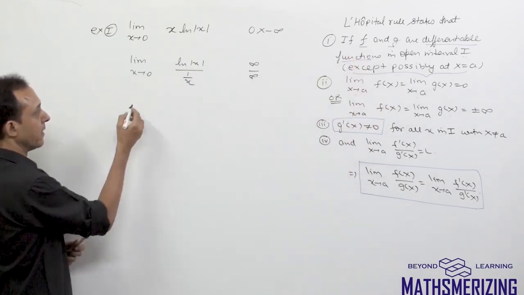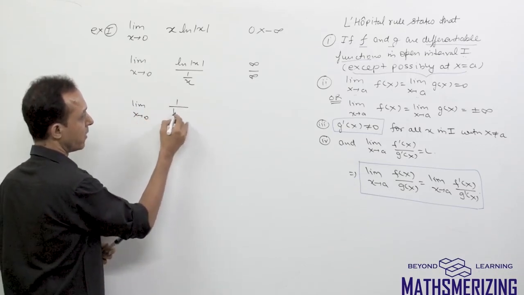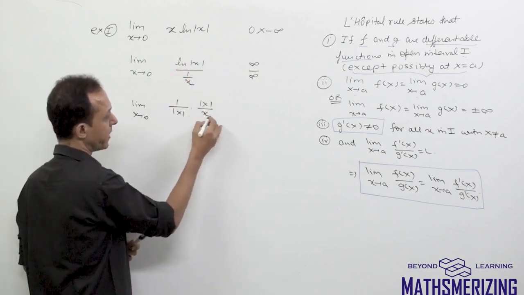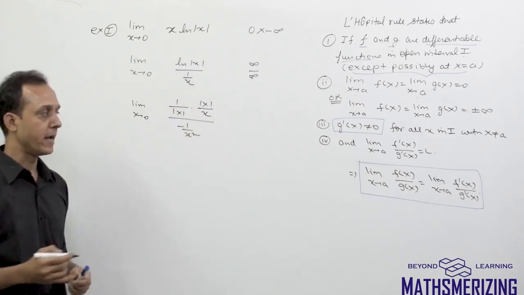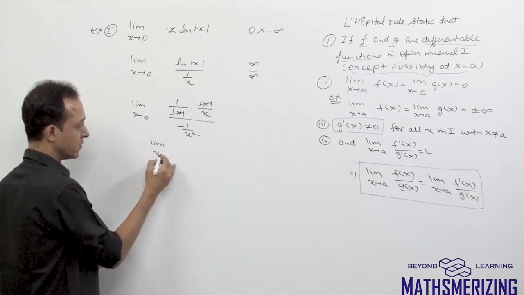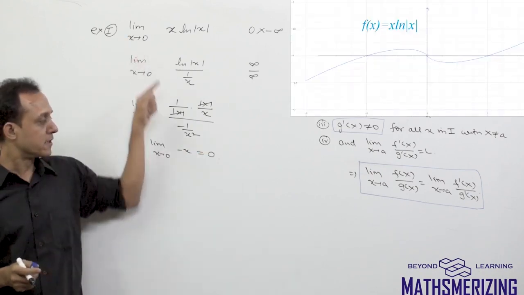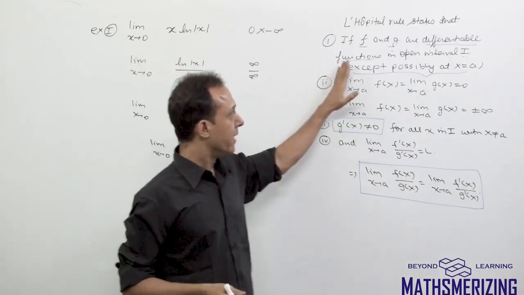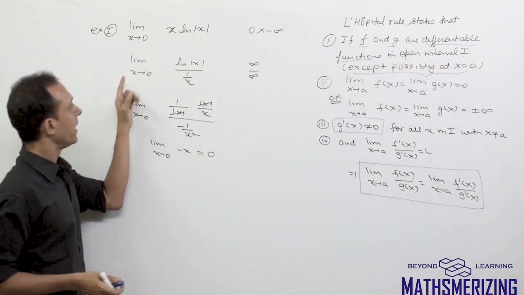So now in this case, if I apply L'Hôpital's rule, I can write the limit as x tends to 0 of 1 upon x, so I'll differentiate the numerator, and the derivative of |x| is |x| by x, and I'll differentiate the denominator, so it is minus 1 upon x square. So I can cancel |x| with |x|. I'll write the limit as x tends to 0 of minus x, which is 0. So in this case, the value of this limit is simply 0. So we may apply L'Hôpital's rule even when the function f or g, or maybe both, are not differentiable at x equal to a.